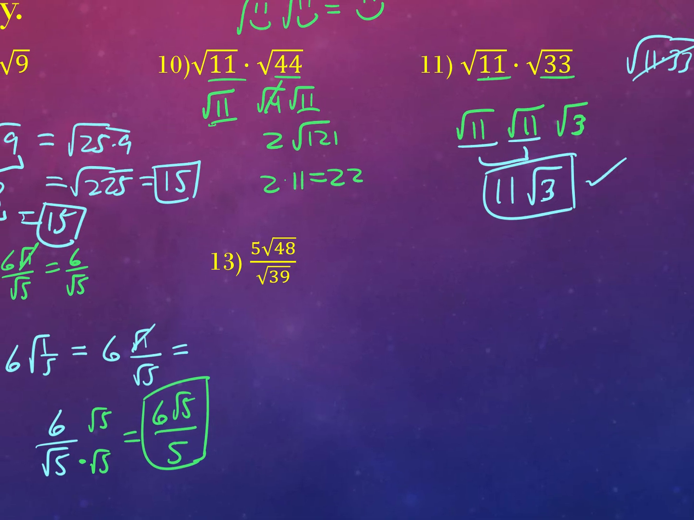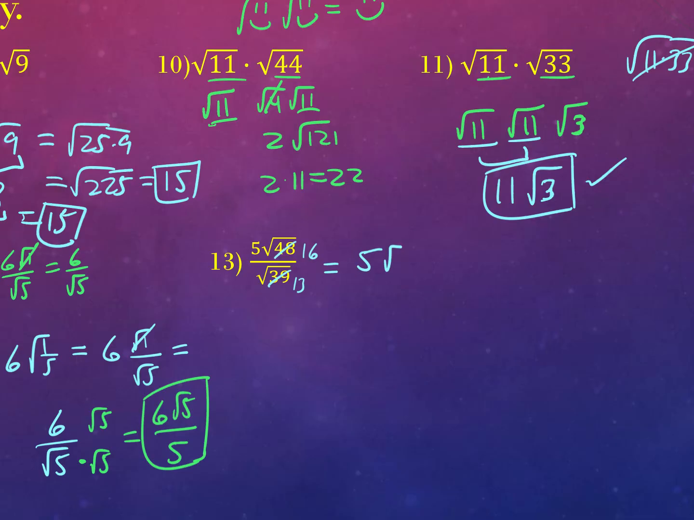All right, I can do the exact same thing in number 13. 48 and 39, it looks like I can divide those two numbers by a common factor of 3. So if I divide 48 by 3, I get 16. If I divide 39 by 3, I get 13.